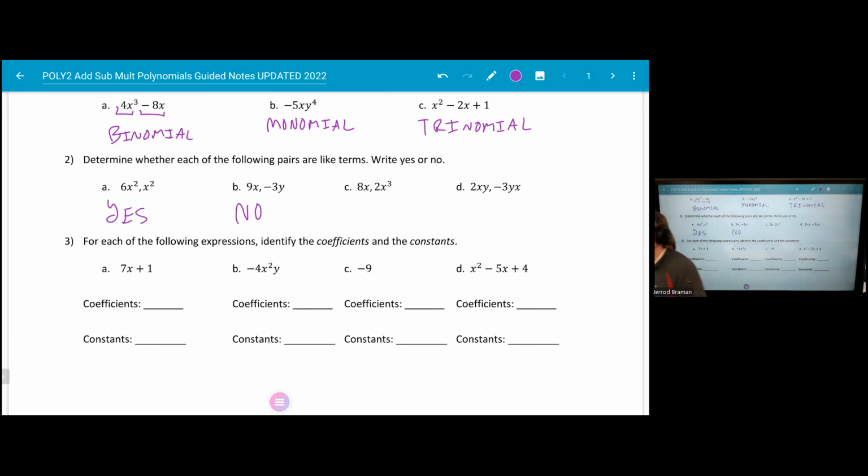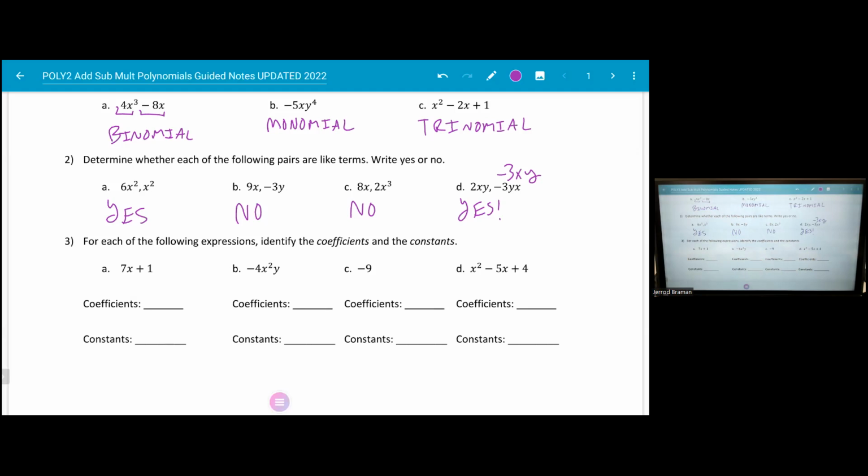We're going to talk about that in just a second. So I'm going to hit pause, give you an opportunity to try that. As we come back, you'll notice that letter C is no, because yes, they are the same variable. They're both x, but they're not the same exponents. In fact, 8x is like 8x to the first, and you have 2x cubed. Same variable, different exponents, cannot combine those.